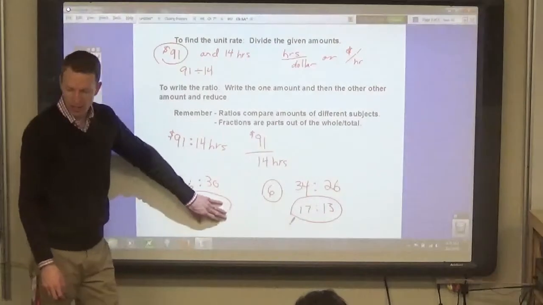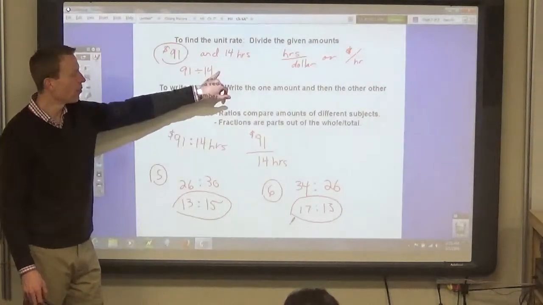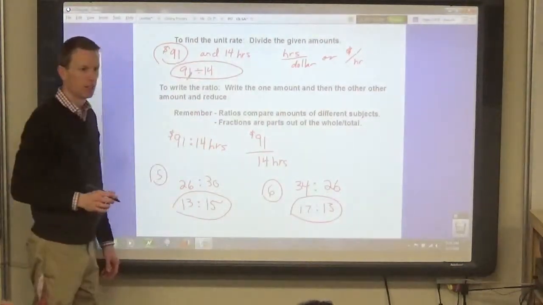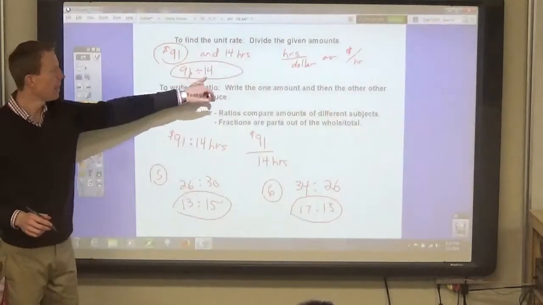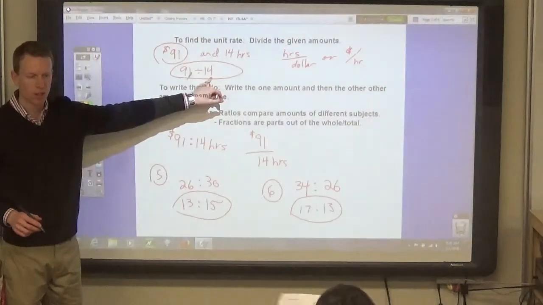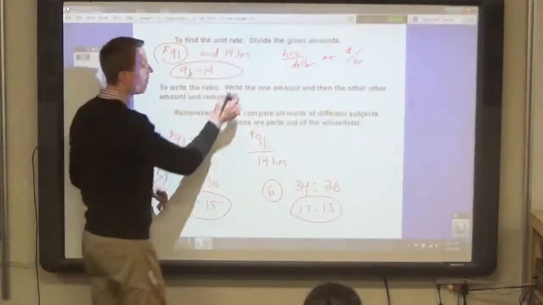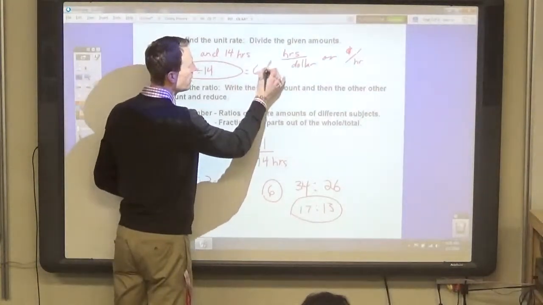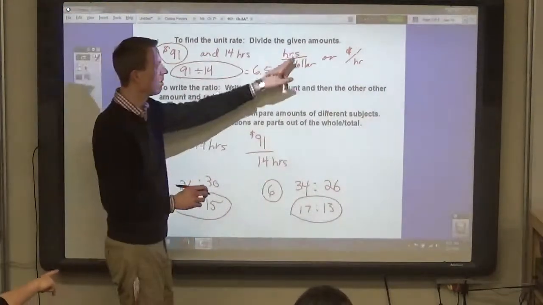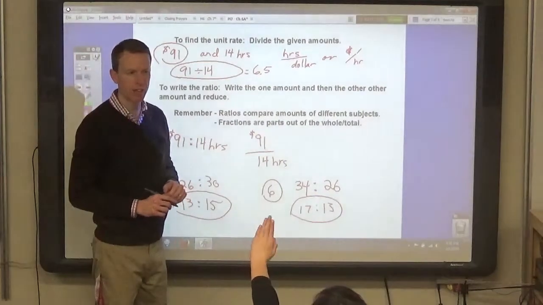Any questions on writing ratios? Or on finding unit rates? When you're finding a unit rate, you divide. Divide the two amounts. What is the answer to 91 divided by 14? The unit rate for that first one. 6.5. So you write 6.5 and then you have to write it with a label. Which label did we need?